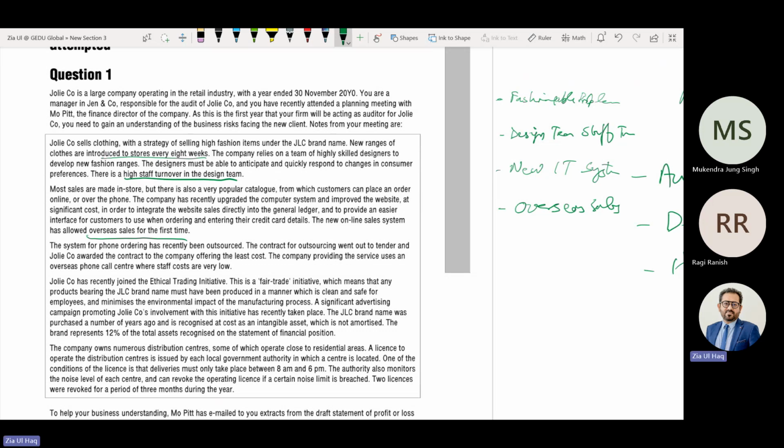Not IAS 21. Please control yourself. This is a business risk, not a risk of misstatement or an audit risk question.